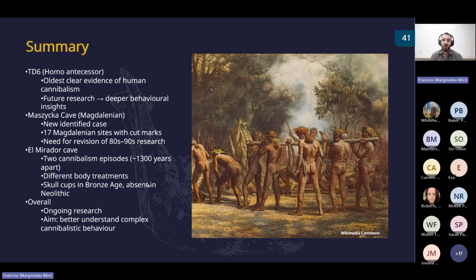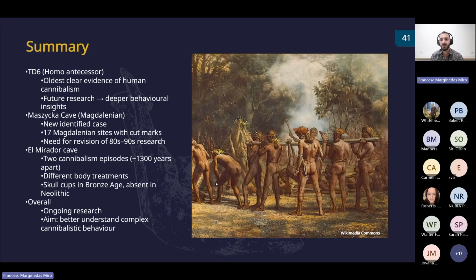And to close, just a quick summary. So in TD6, the Homo antecessor remains show the oldest clear evidence of human cannibalism in the archaeological record. It's exciting to think that in the coming years, we will be able to study this material in more depth and hopefully get a clearer picture of the cultural and behavioral patterns of this unique species. For the Magdalenian site of Maszycka Cave, this has allowed us to identify a new case of cannibalism that was previously discarded. And this study explores different hypotheses that could have led to this practice during the Magdalenian.